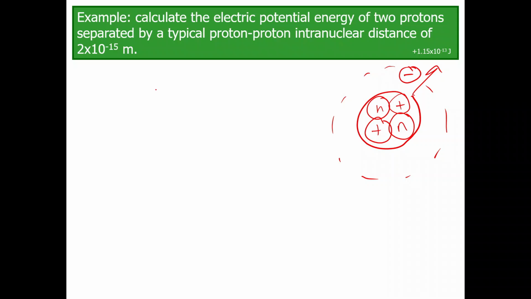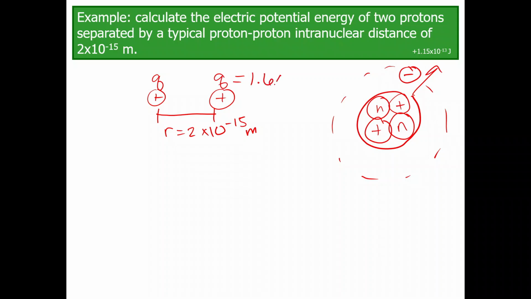So if I picture what's going on, I have these two protons, and they're separated by some sort of distance. I'm going to call it r, and that's going to be 2 times 10 to the negative 15th meters. These are going to be equally charged protons, of course, and they're going to have charges equal to 1.6 times 10 to the negative 19th coulombs. Now, what we're doing here is we're looking at the potential energy of 2 point charges.